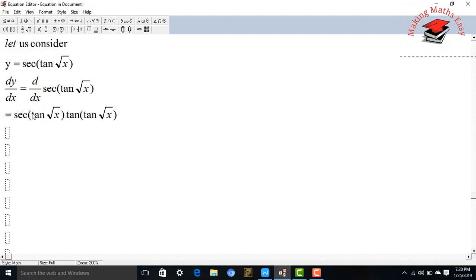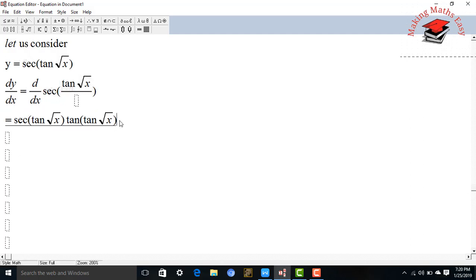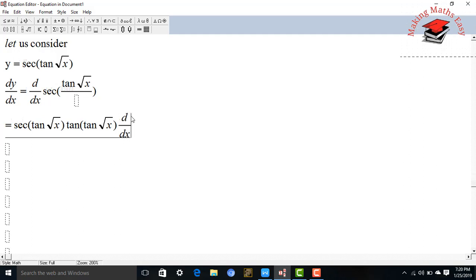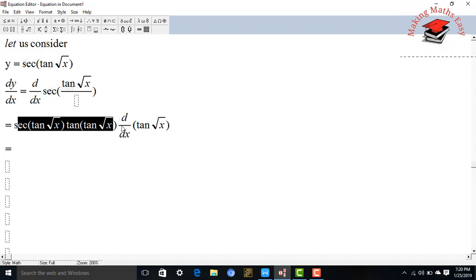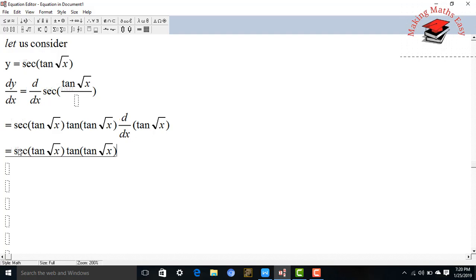And again we have to find the derivative. We have to find the derivative of tan of square root of x. So my dy by dx will be equal to d upon dx of tan square root of x. For finding this, we have to find the derivative of tan theta or tan x. So this I have written in the beginning. I will write it as it is. So sec of tan square root of x into tan of tan square root of x into d upon dx of tan square root of x.